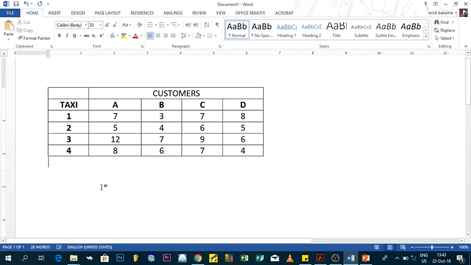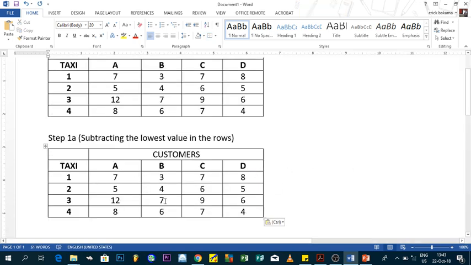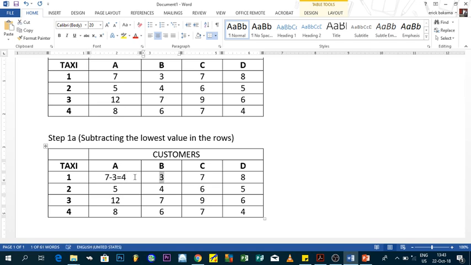Obviously we start with the first step, which is step 1a, subtracting the lowest value in the rows. Remember that you always start by subtracting in the rows, then you do the columns. So from the table that we have here, we copy and paste it. Then the smallest number in the row here, 7 minus 3, you get 4. 3 minus 3, you get 0. Here you get 4, and then we get a 5. Same thing here, 5 minus 4, you get a 1, and 4 minus 4, you get a 0, you get a 2, and you get a 1.